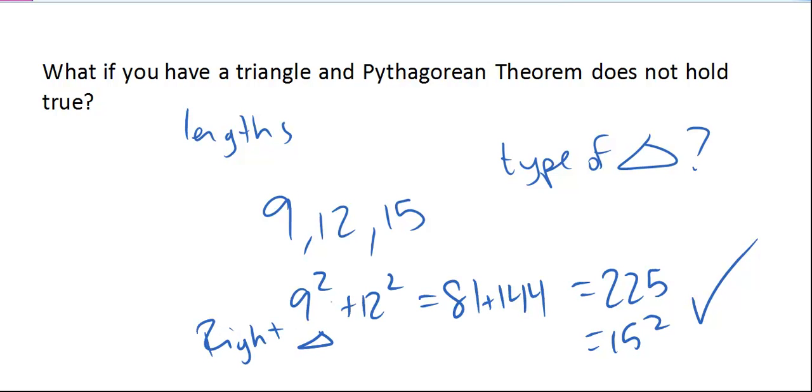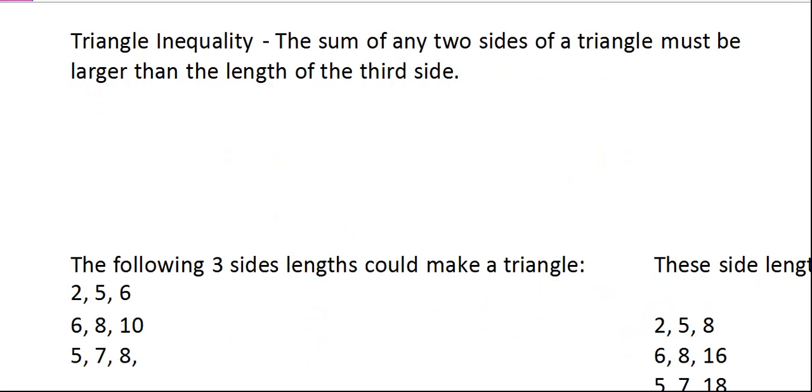We want to talk about situations where it doesn't work. And we have something called the triangle inequality that's going to help us with this. The triangle inequality states that in order for a triangle to exist, if I took any two side lengths and added them together, that sum must be larger than the length of the third side.